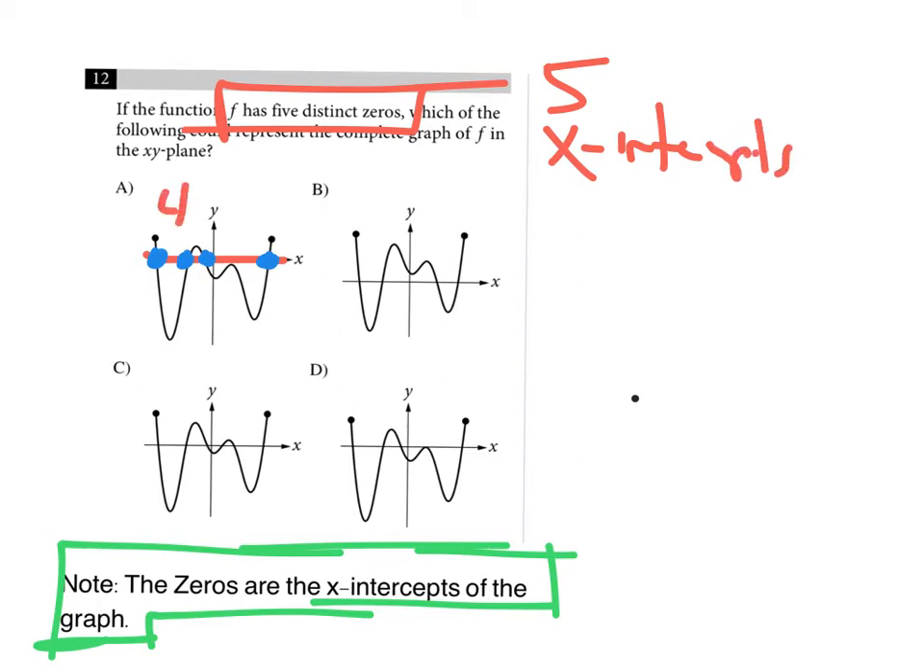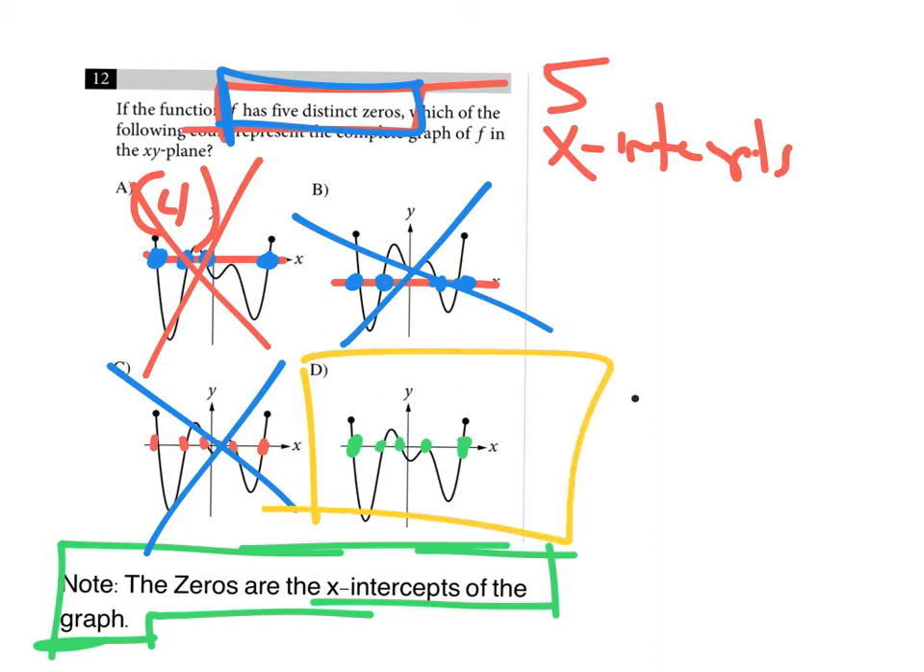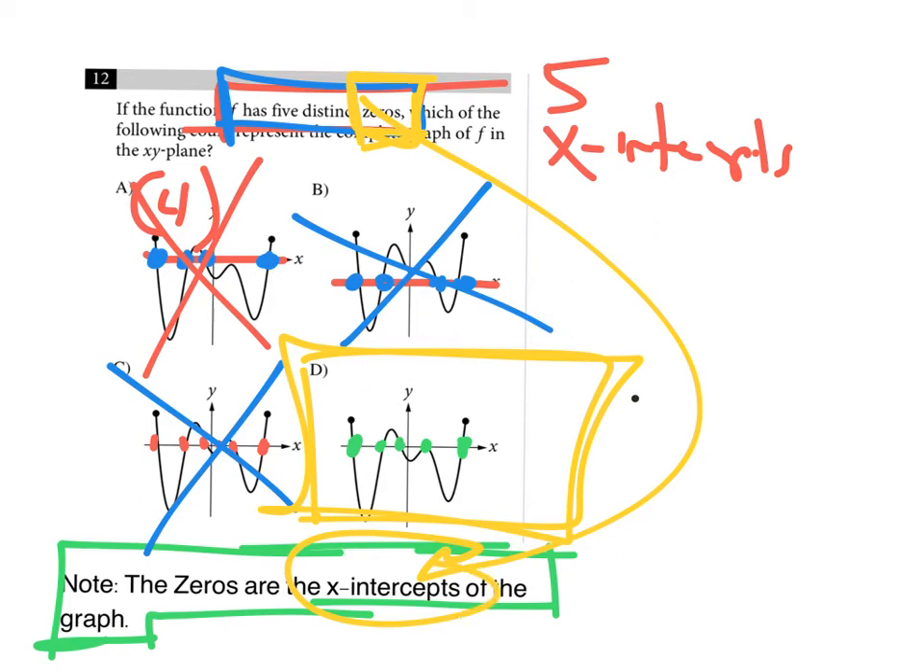Well, letter A only crossed the x-axis 4 times, so that's not right. Letter B, here's the x-axis, it crosses 1, 2, 3, 4 times, so that's incorrect. Letter C has 1, 2, 3, 4, 5, 6 x-intercepts. That's not correct because the question is looking for 5. So I'm hoping letter D, 1, 2, 3, looks like it touches the x-axis there, 4, and then 5. So here my answer is letter D. So just remember the zeros are the x-intercepts of the function. So there your answer is letter D.